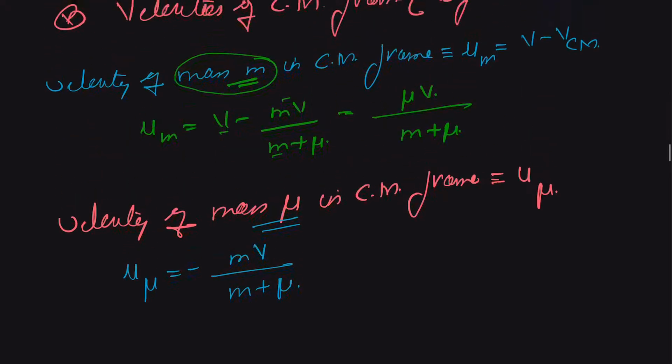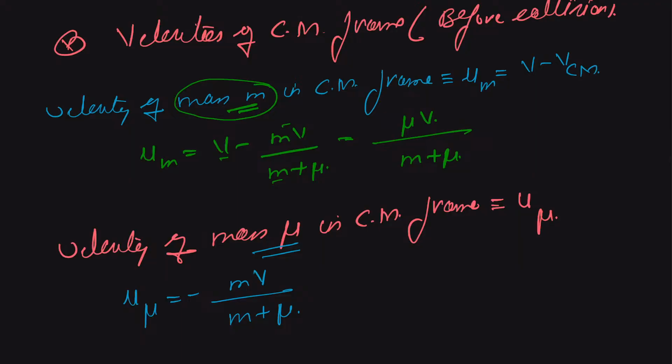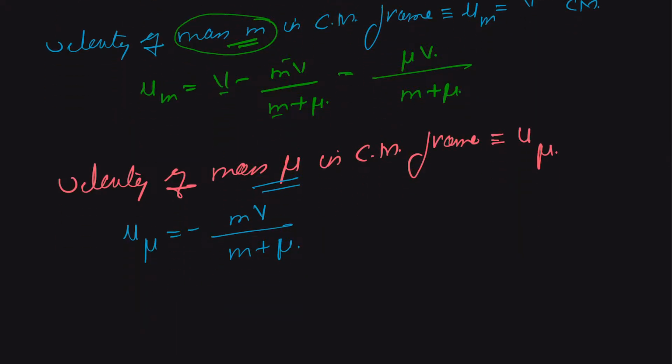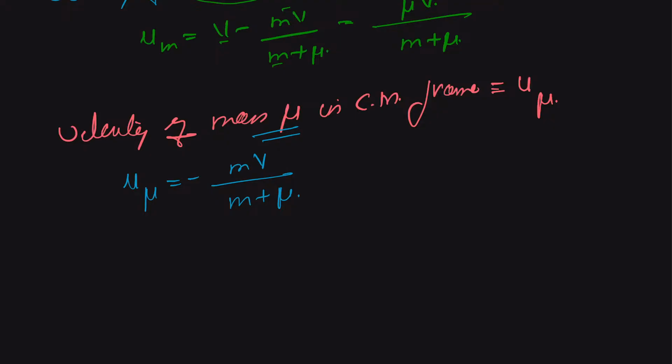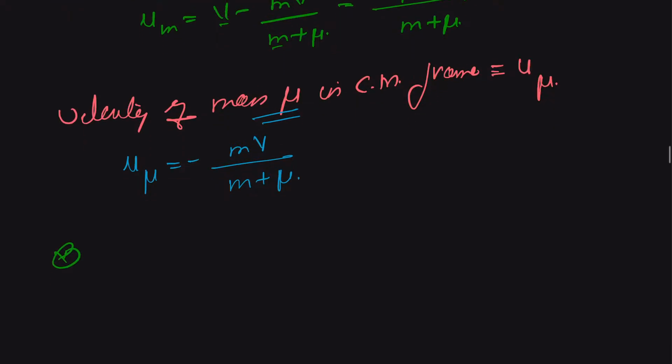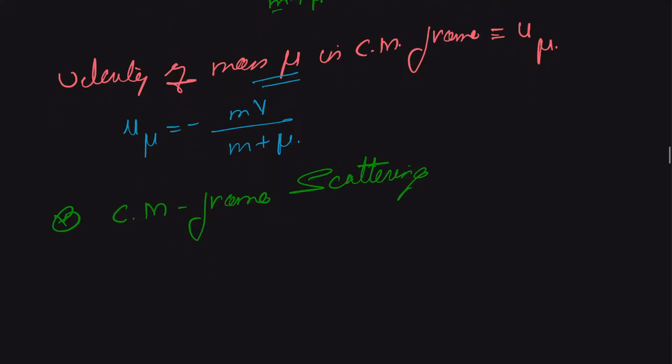And so we found out velocity of center of mass before collision. Okay, so next we are going to find out what is going to happen when the collision is going to take place, how the velocities are going to change. And for that we can call this as our center of mass frame scattering, because after the collision both masses are going to scatter. Okay, one is going to move, with respect to x-axis, on the positive side and the other one on the negative side.